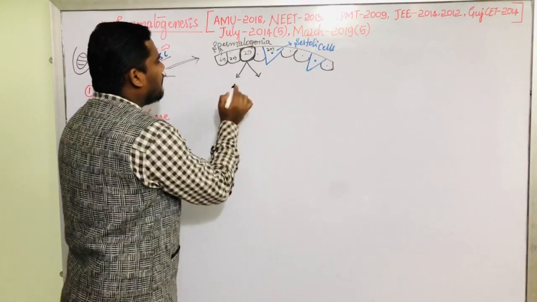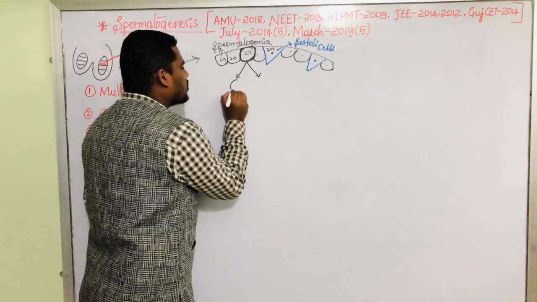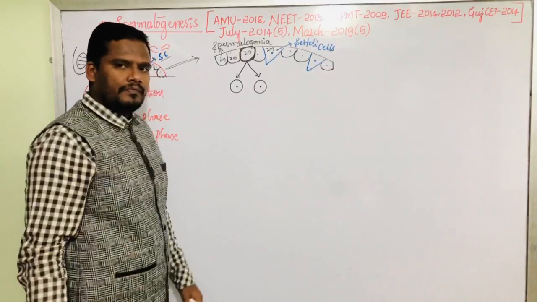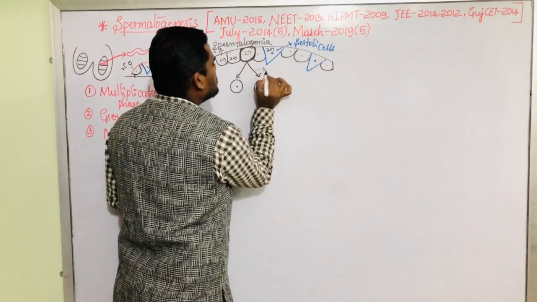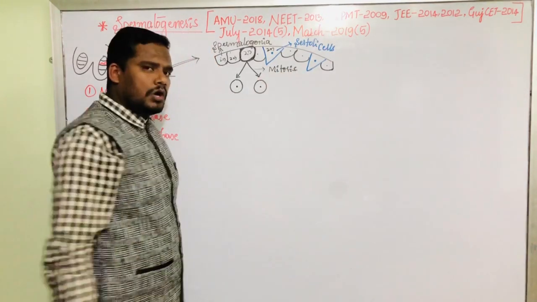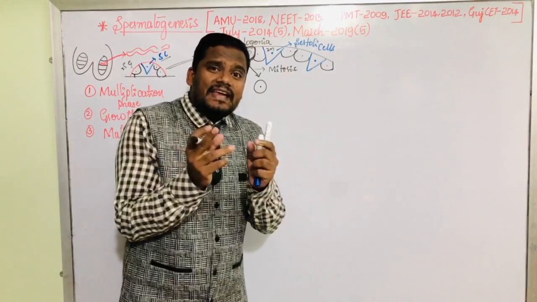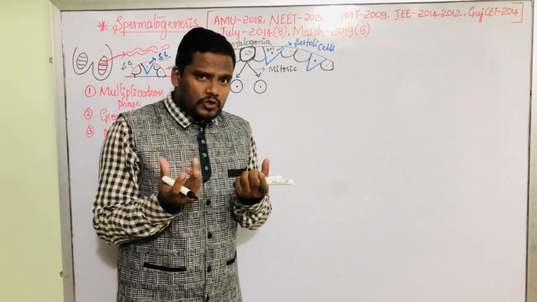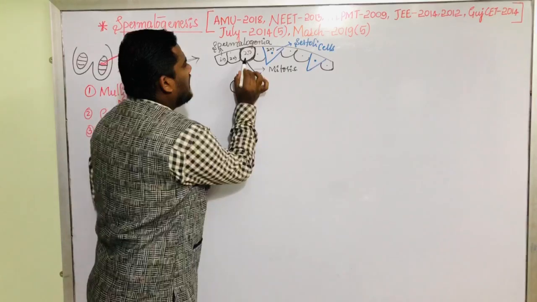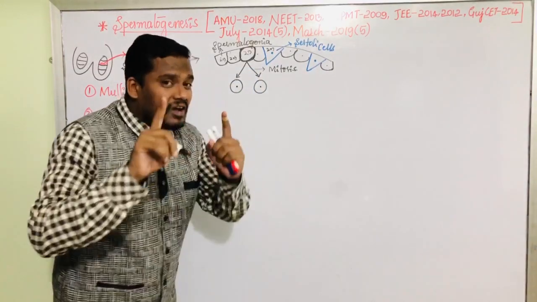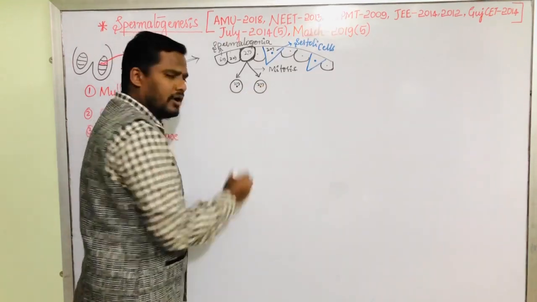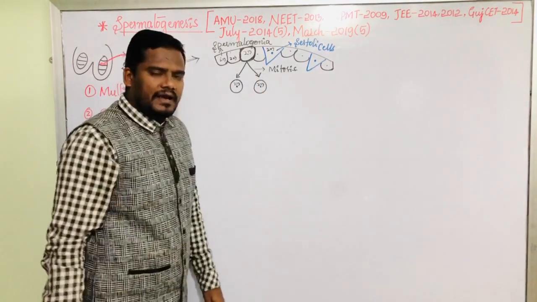Now this cell divides by mitosis. As a result, 2 cells are formed. This division is mitosis. We know mitosis is an equational division, where the chromosome numbers remain equal even in the daughter cells. That means if this is a diploid cell, definitely the daughter cells are also diploid, because it is a mitotic division, my dear friends.